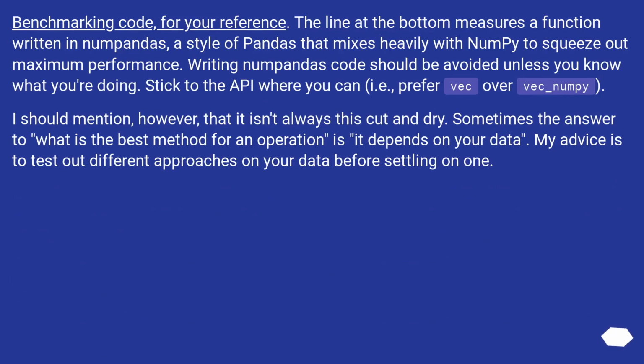Benchmarking code, for your reference. The line at the bottom measures a function written in numpandas, a style of pandas that mixes heavily with numpy to squeeze out maximum performance. Writing numpandas code should be avoided unless you know what you're doing. Stick to the API where you can, i.e., prefer vec over vec_numpy.